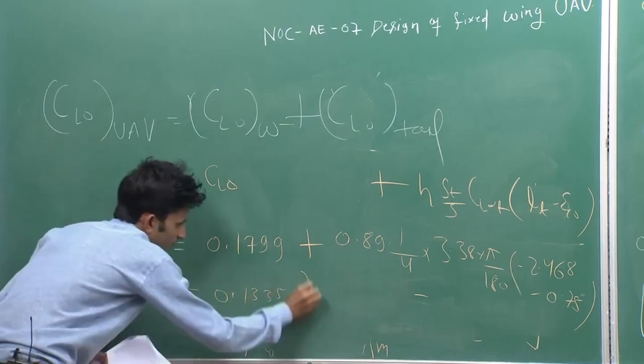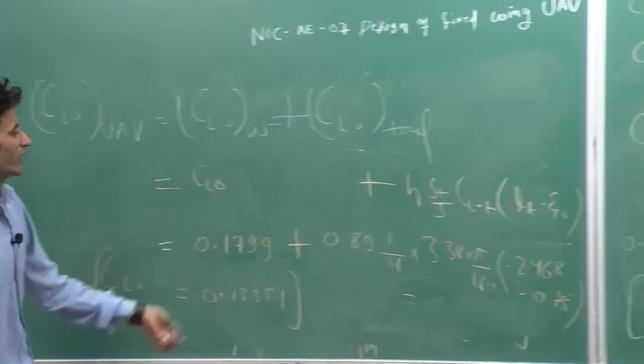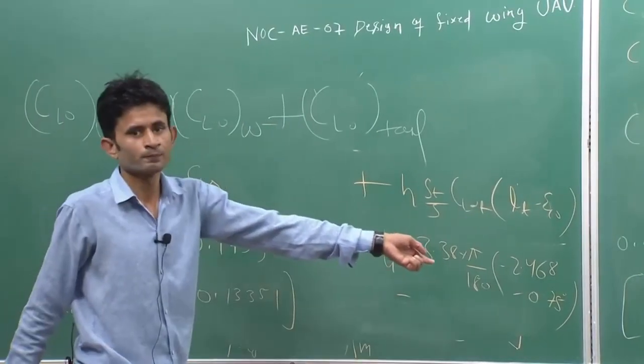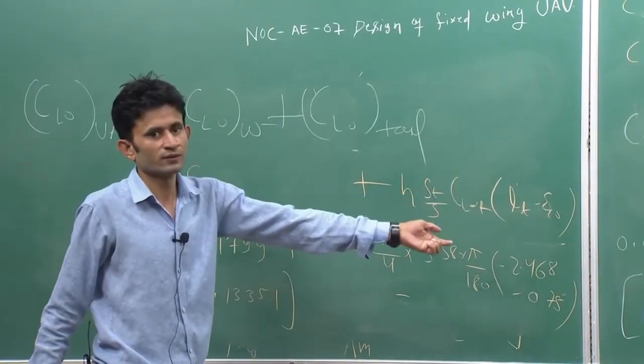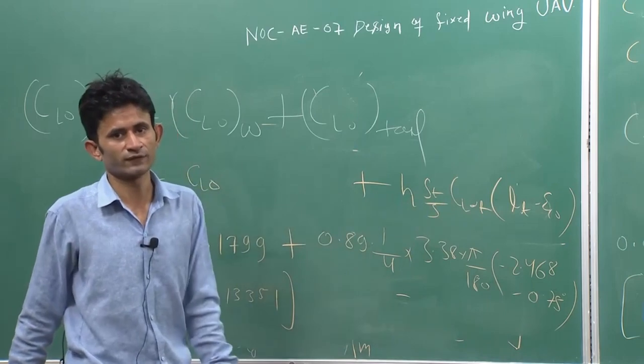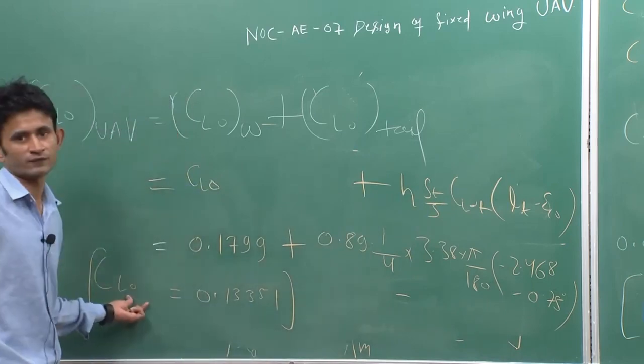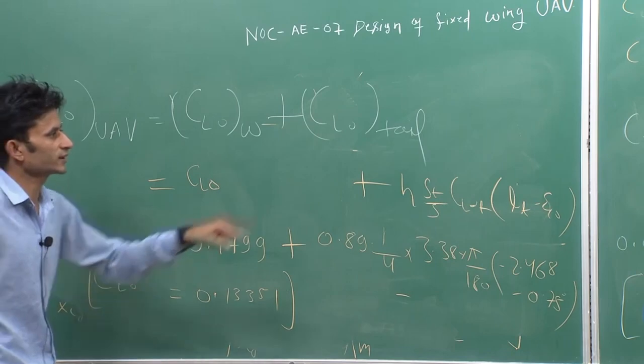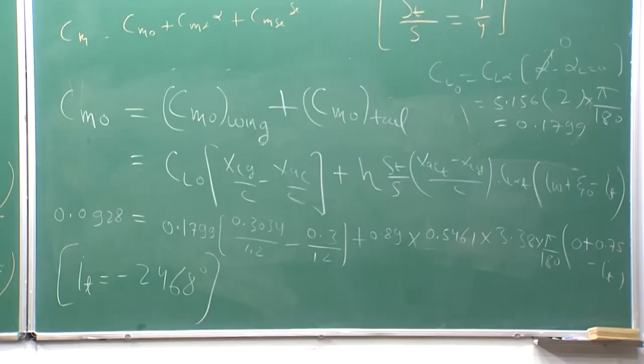So, you can make the observation that when you add the tail, the CL alpha of the complete UAV will be more than the CL alpha of the wing alone, but CL naught of the complete UAV is less than the CL naught of the wing alone.